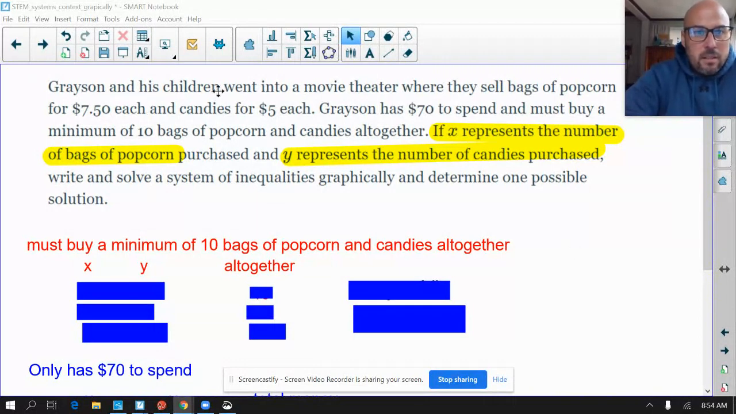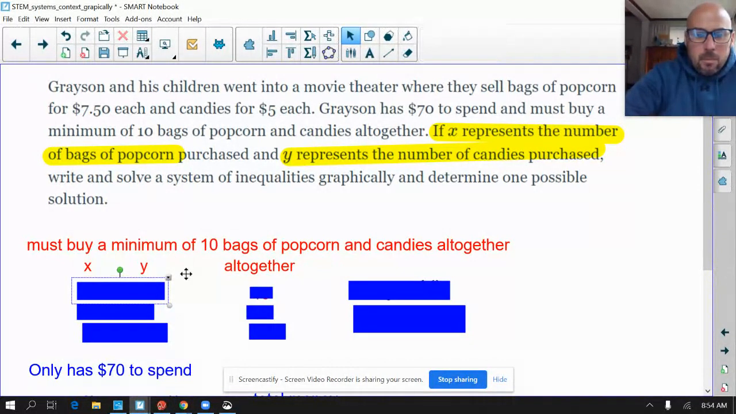Grayson has some kids. He's going to the movie theater. A bag of popcorn costs $7.50 each. A bag of candy costs $5 each. And he has only $70 to spend. He must buy a minimum of 10 bags of food. So there's that word minimum, which I think is the first time that word's been mentioned in this class.